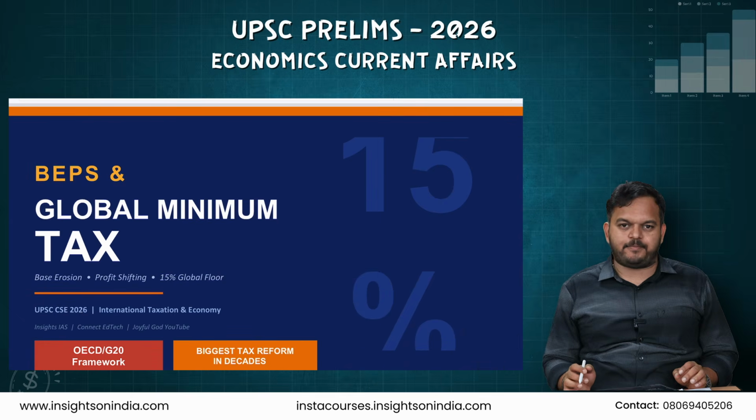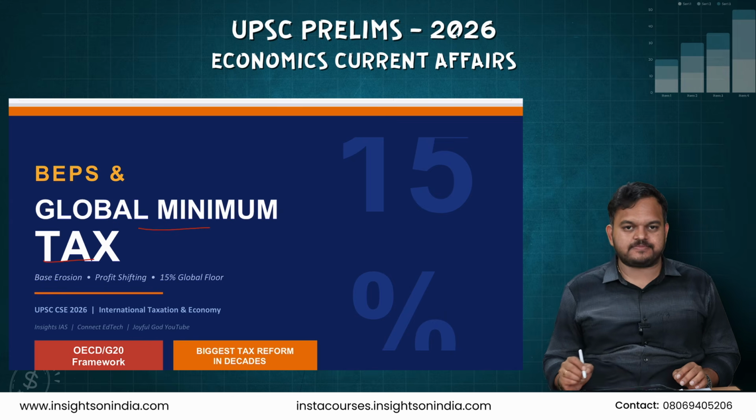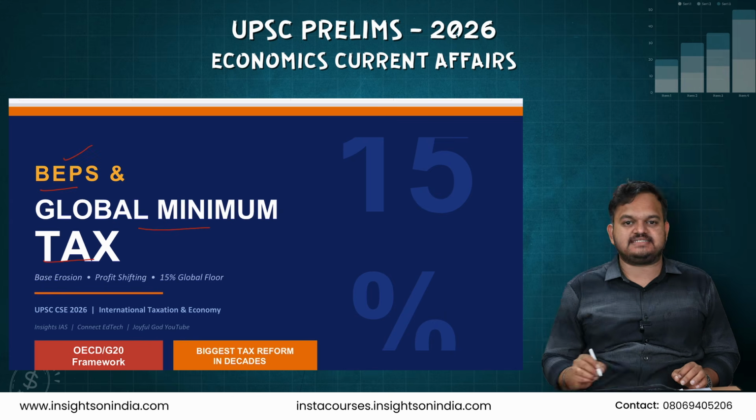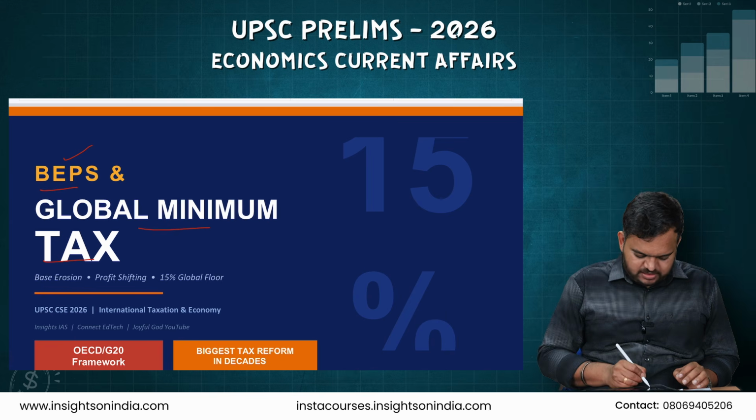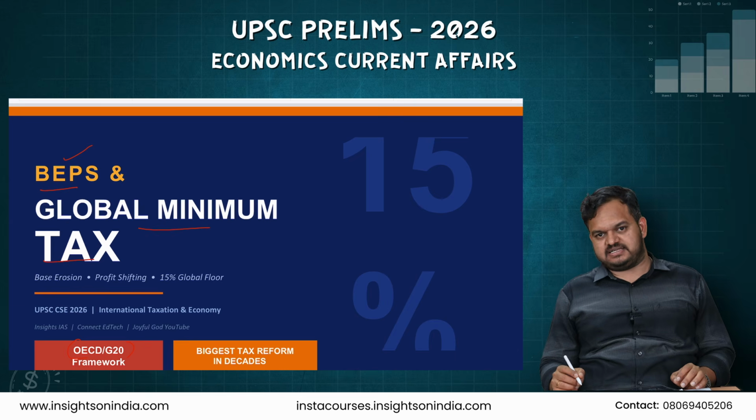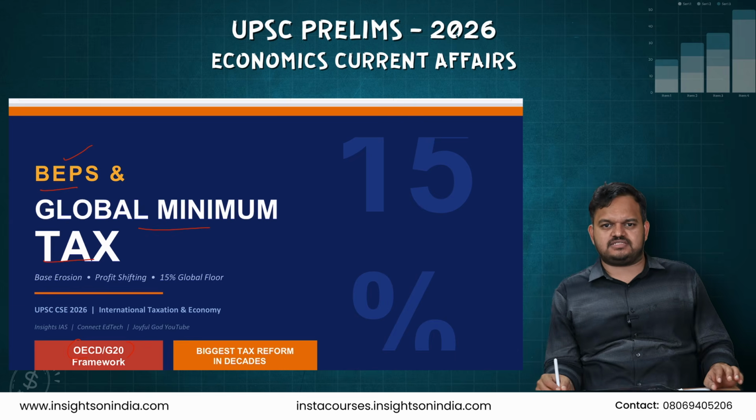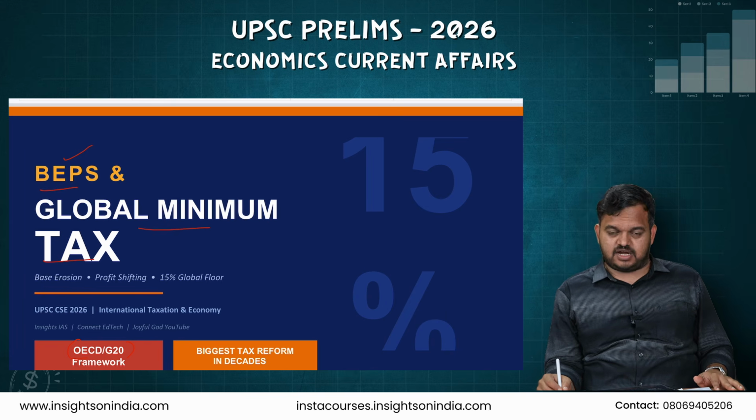So the other important topic is global minimum tax. Under the BEPS framework, that is Base Erosion and Profit Shifting Framework, which is part of OECD and G20 countries. You know which are OECD countries? Which are G20 countries? This is a hot favorite for UPSC, right? Is India part of OECD countries? Right? You should know all these things. Comment below if India is part of OECD countries.